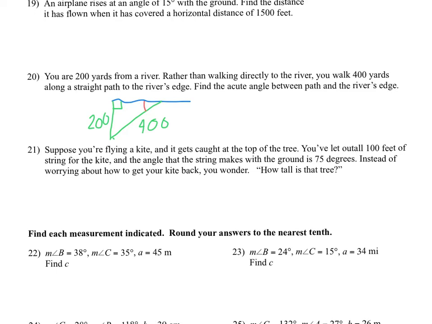We're talking about this thing here. So we're dealing with the opposite and hypotenuse. So if sine of the angle, let's call that angle question mark, is equal to 200 over 400, that means we're doing sine inverse of a half in order to get that value, and that happens to be a 30-degree angle.